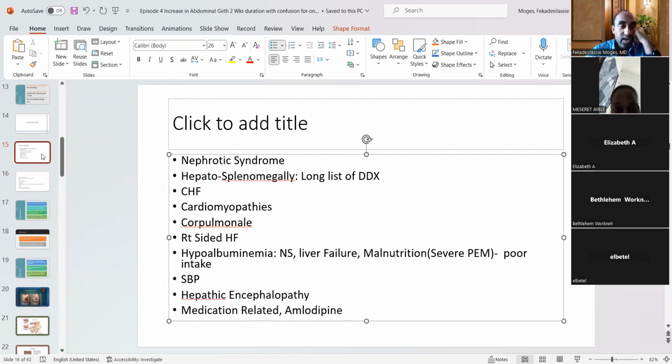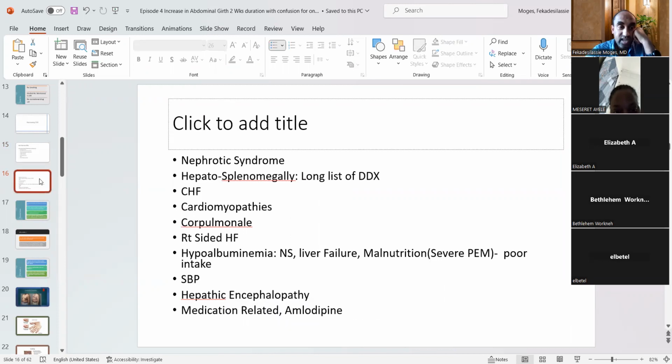So this is how far we can go at this stage. The list is still long, so that's why we need a physical examination. Tell me the type of physical examinations you want to do and what you expect. Be systematic, okay?